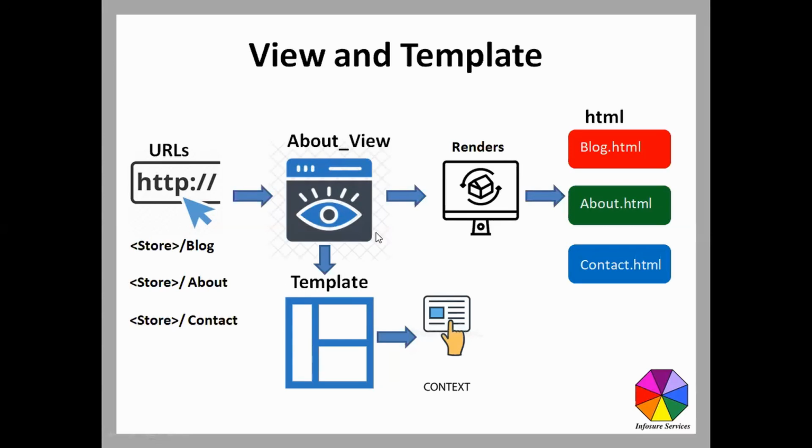Whereas a view is a Python function. Python has functions, so the Python function does the job of rendering a particular HTML page. In this example, the user went to, say, the URL store/blog, and the view receives that request, routes it, and fetches the correct HTML of the blog and returns it back to the end user. So the view does the job of rendering the page.